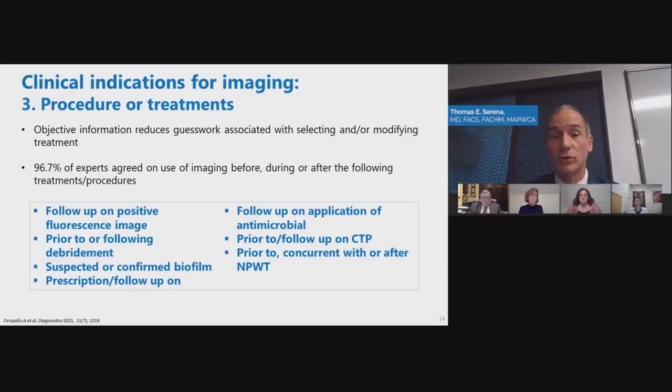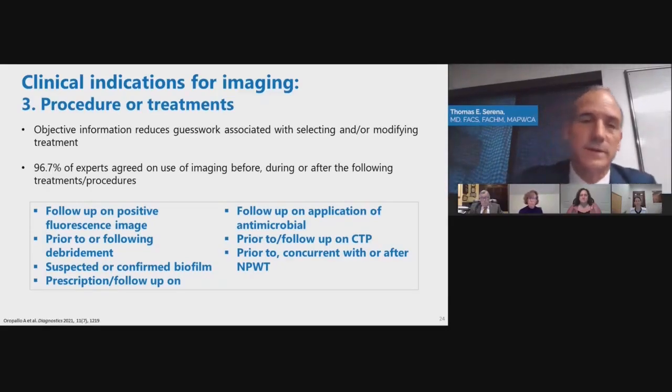If you're suspecting or confirming a biofilm, or if you're following up on having written an antibiotic prescription or antimicrobial for that matter, and then prior to and follow up on a cellular and tissue-based product, and then prior to other therapies or concurrent with other advanced therapies such as negative pressure wound therapy.